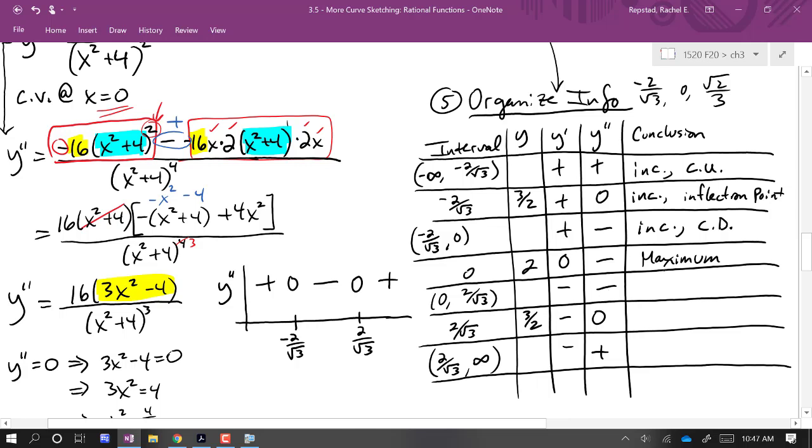In the next interval, it is decreasing, concave down. Then we have another inflection point, and at the same time it's decreasing because the first derivative is negative. And in our last interval here, it is decreasing and concave up.